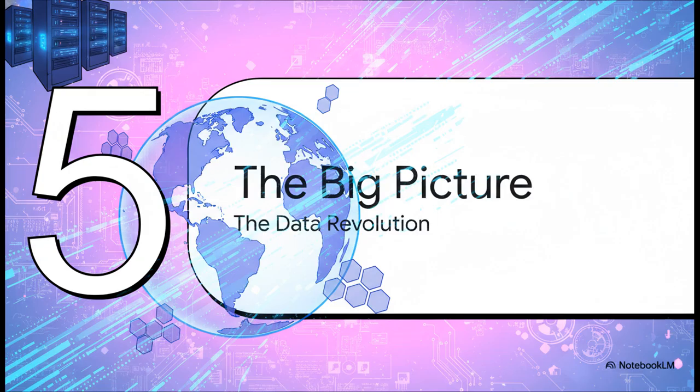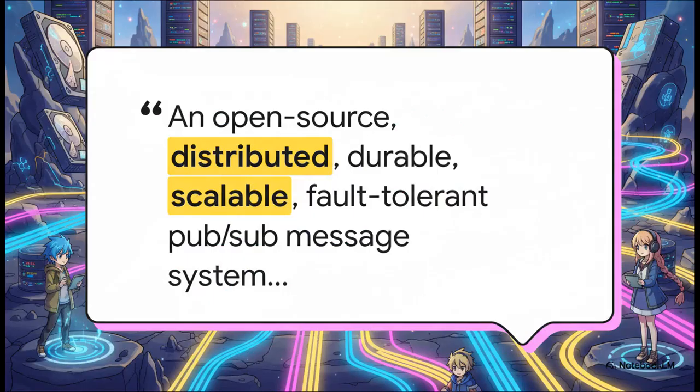Okay, let's pull back and look at the big picture. We've just covered a lot of the core mechanics. So let's revisit that really technical definition from the beginning. An open source, distributed, durable, very scalable, fault-tolerant pub-sub message system. Now, every single one of those words should make perfect sense. Distributed, durable, scalable, fault-tolerant. We now know exactly what those mean in the context of Kafka.